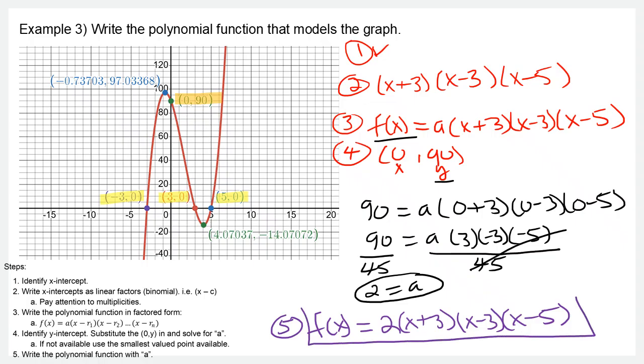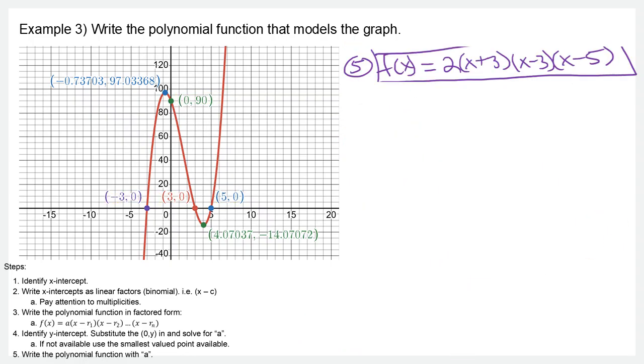So this would be our solution in factored form. Okay, if you want to write it in standard form, then you would need to go through and distribute the two, multiply, then multiply. Okay, so you remember I said if it didn't want it in factored form, that means you would have to go ahead and distribute.